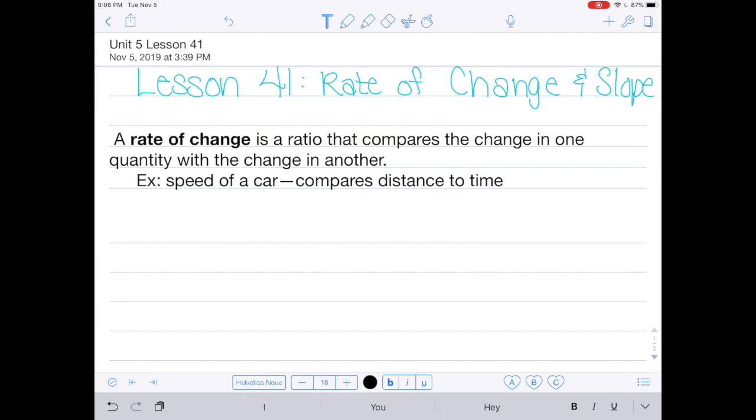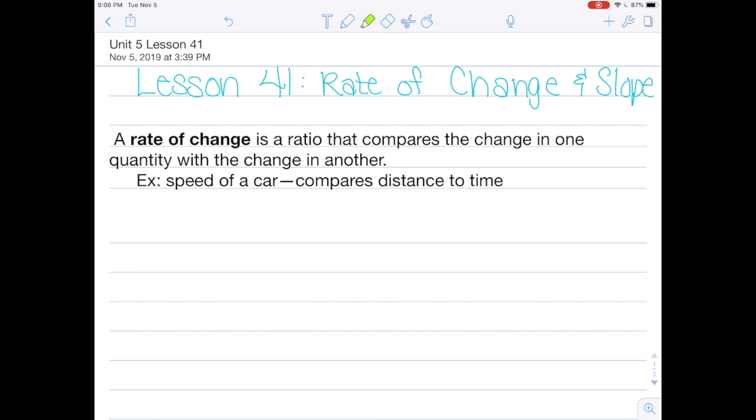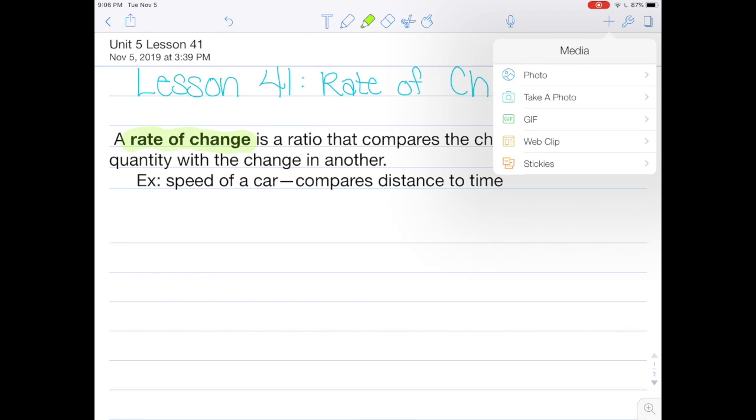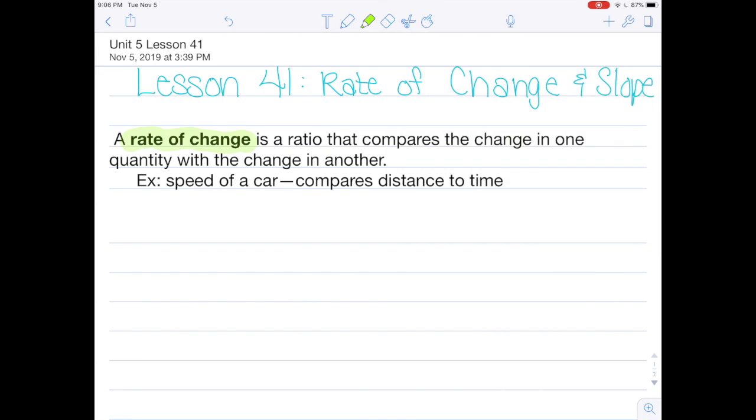A rate of change is defined as a ratio that compares the change in one quantity with the change in another. So a great example of this would be the speed of a car because it compares distance to time. It's two different things that you're measuring, but you are comparing them and creating a ratio out of it, like 60 miles per hour.